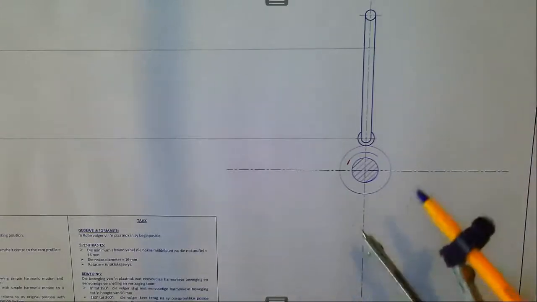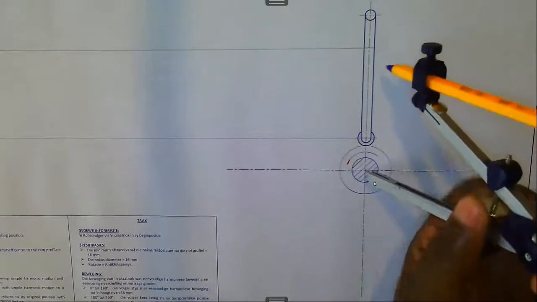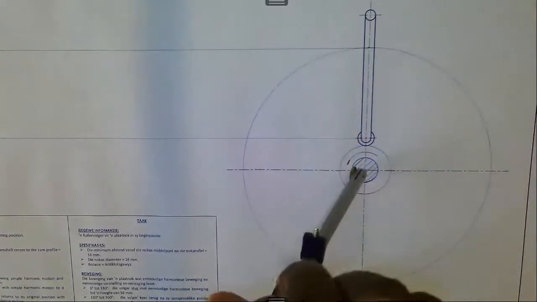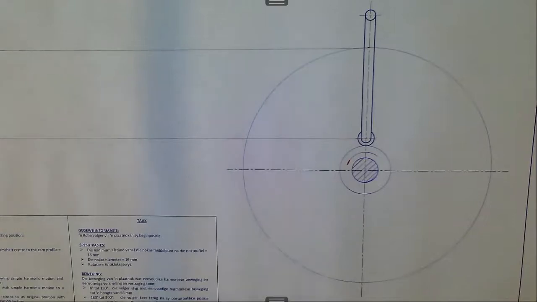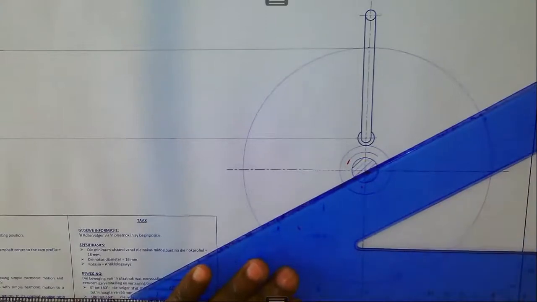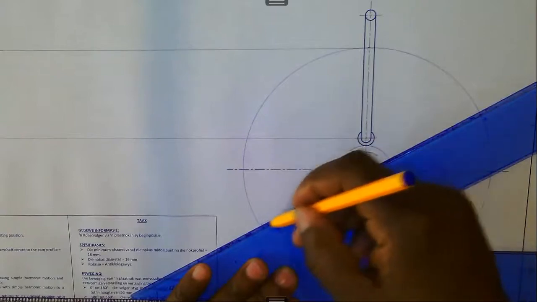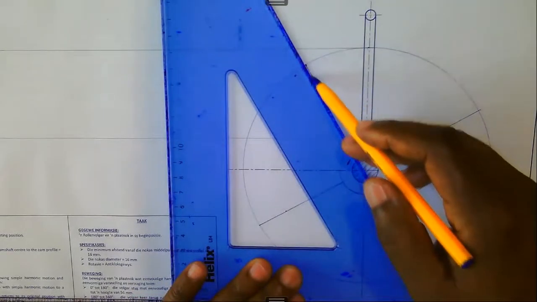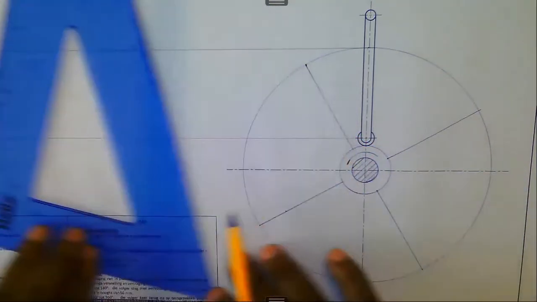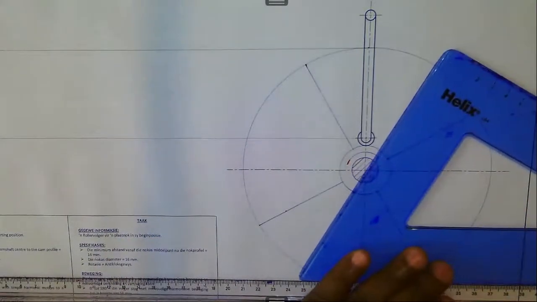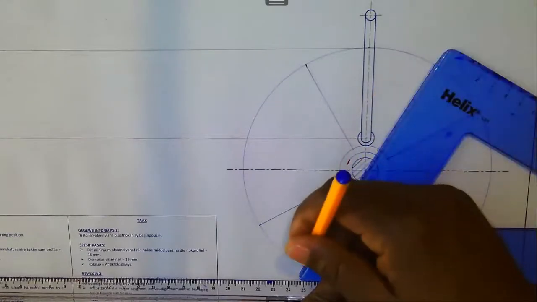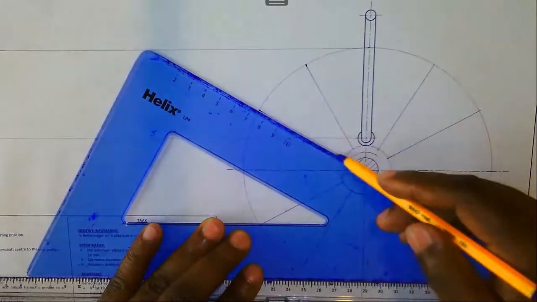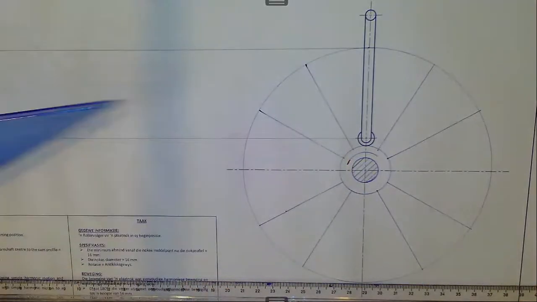We can now draw the maximum diameter. Stand at the center of the cam profile. Right, then draw a faint circle like this. Right, and even divide the circle into 12 equal parts, faintly. So there you go. Those are the divisions.